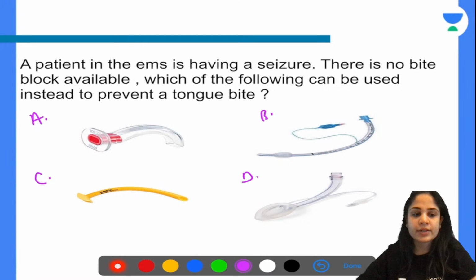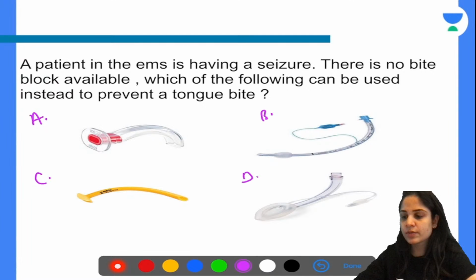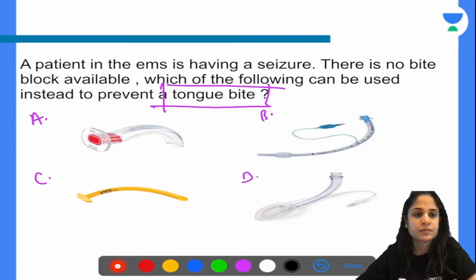Okay. So what can you use to prevent a tongue bite over here? I want you guys to first answer what each of these instruments are. So can you tell me what is A, what is B, what is C and what is D? The correct answer over here is A. But what is A? What is B? What is C and what is D? Batao.